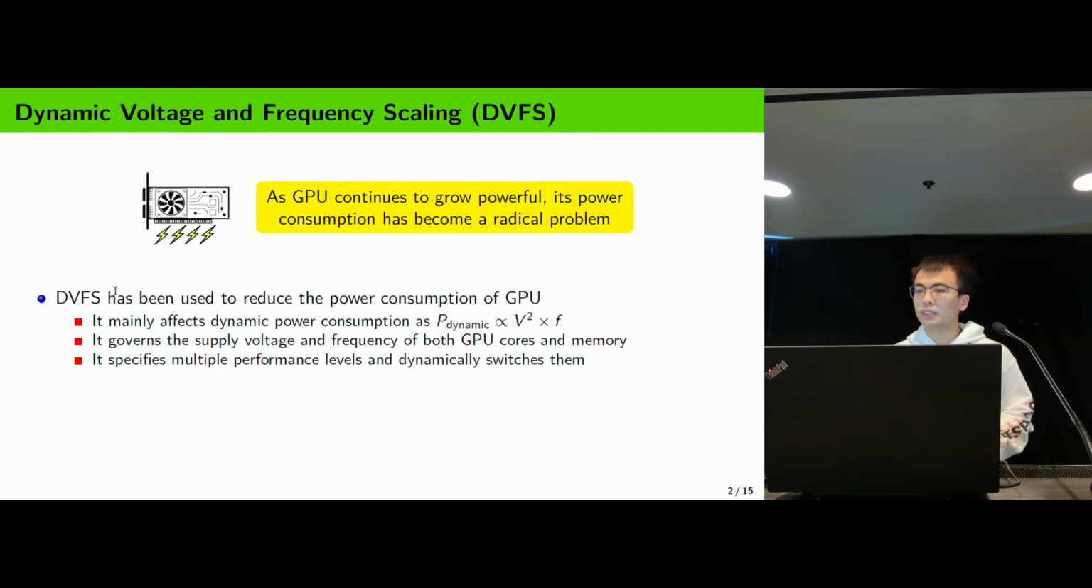Before going into the details, let's take a look at a feature called DVFS, standing for Dynamic Voltage and Frequency Scaling. Basically, as GPU power consumption has become a radical problem, DVFS was used to mitigate it. It specifies multiple performance levels. Each level specifies a setting of voltages and frequencies for the GPU cores and memory. And the GPU DVFS will tend to adjust the performance levels to meet the current computational need.